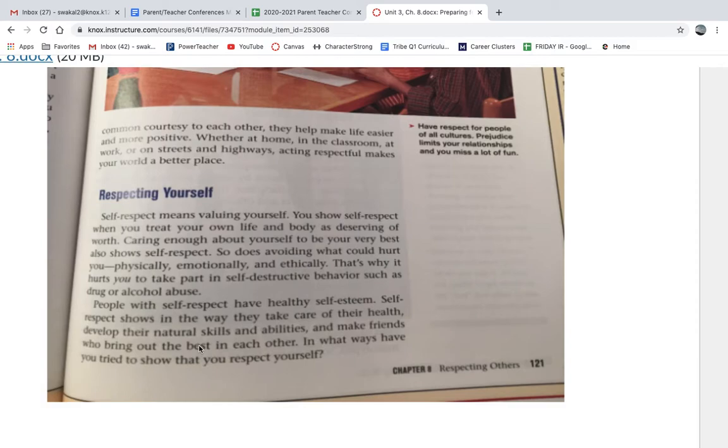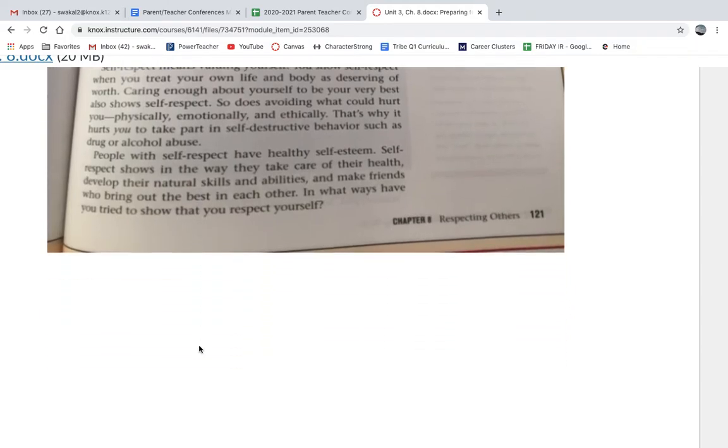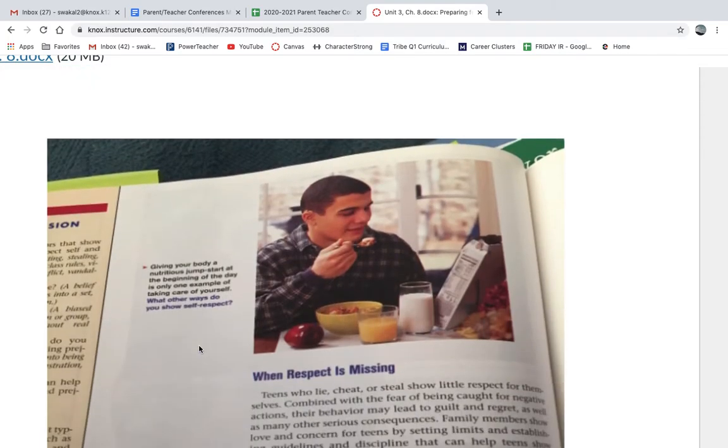So in what ways have you tried to show that you respect yourself? Do you eat well? Do you exercise? Do you get outside? Get some vitamin D from the sun? Hopefully you're saying yes right now.